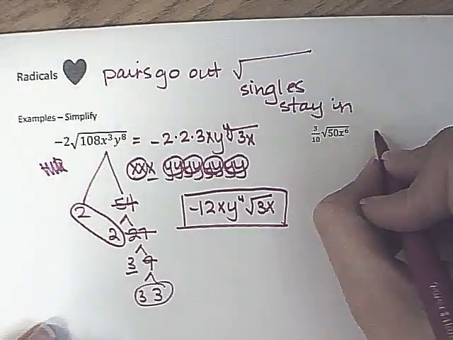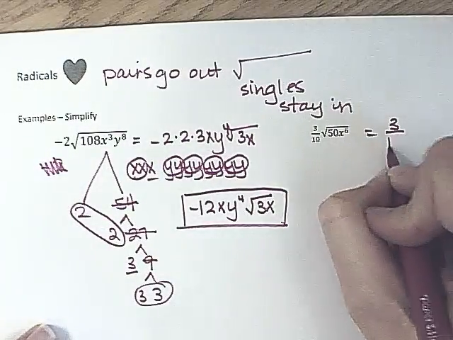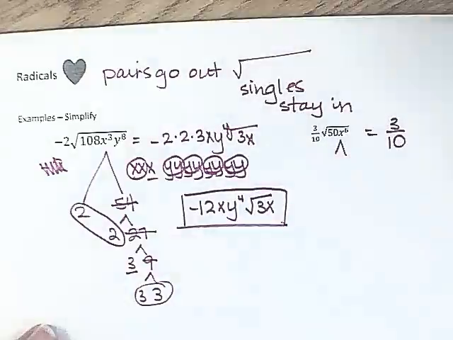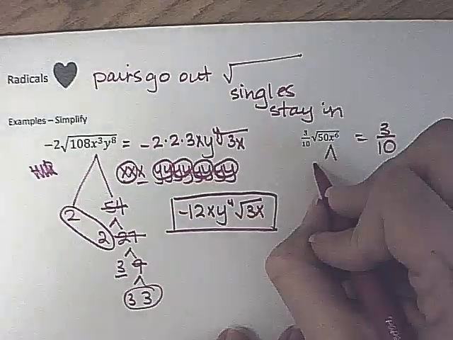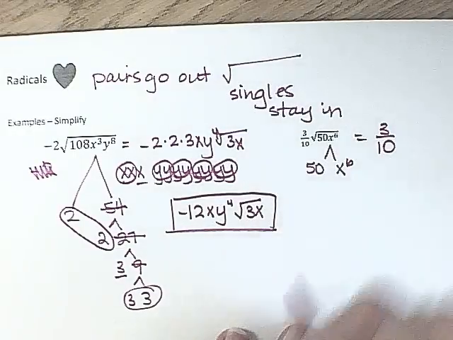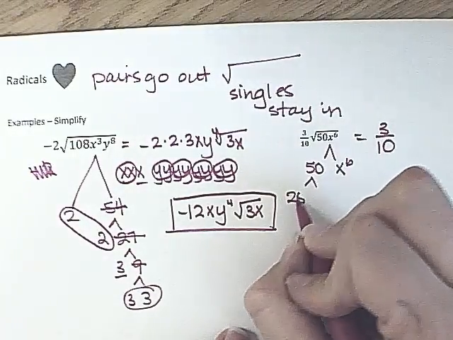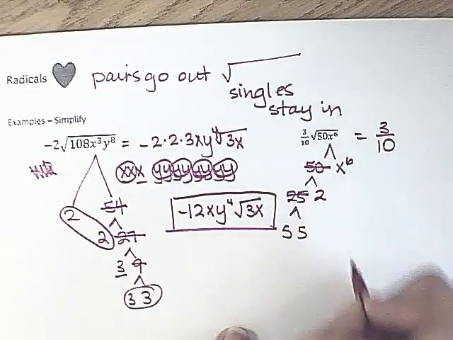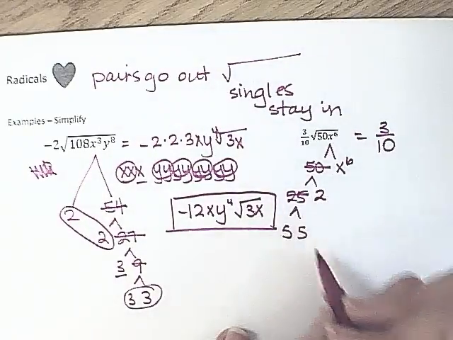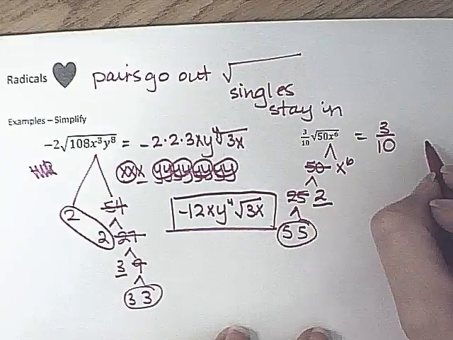Let's do one more like that. This one also has 3/10 on the outside, so I'm going to leave it, and I'm going to break down that 50x to the 6th power. I know that's tiny for you to see. I'm going to break out the 50 and the x to the 6th, and for 50 I'm going to say 25 times 2. For 25 I'm going to do 5 times 5, and I've got that into prime numbers, so I can pick my pair and my single.